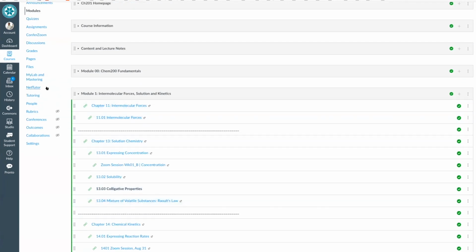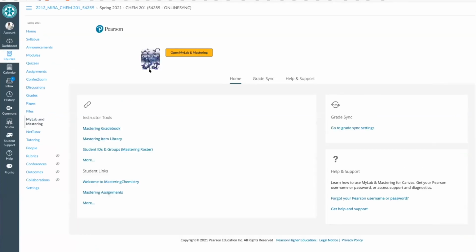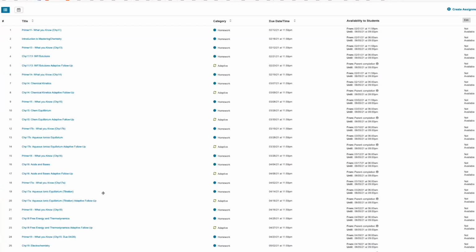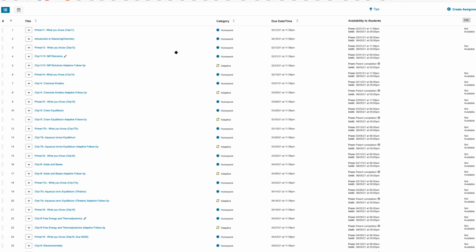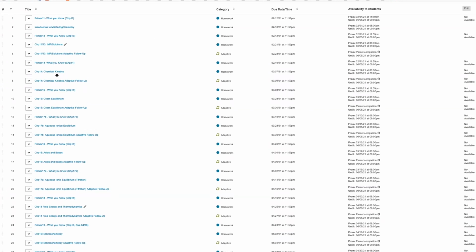In terms of the homework, you have to go to My Lab and Mastering, and in My Lab and Mastering, you just have to go over here and go to the assignments. Okay, here is all the homework. Let's just take a look at chapter 14. There's a What You Know. That's the preview that I told you about. That is going to be due by the 19th. That's basically the first week that we start covering it.